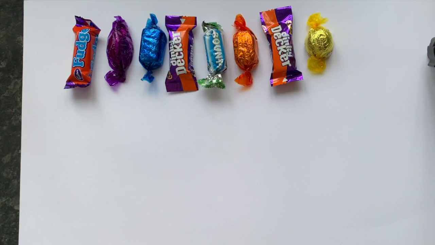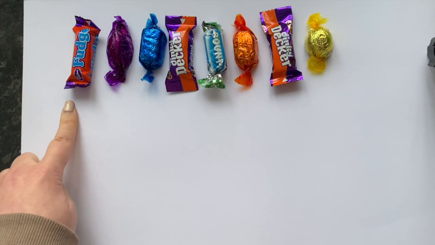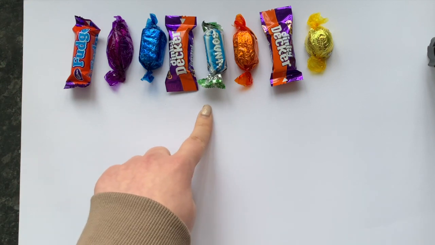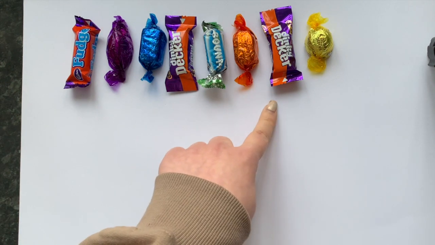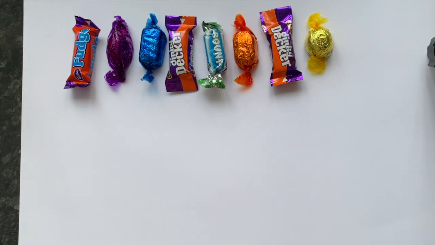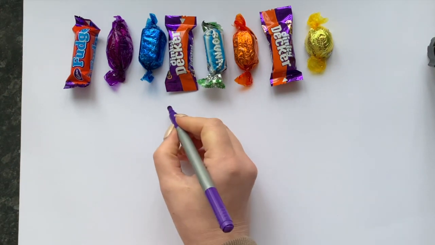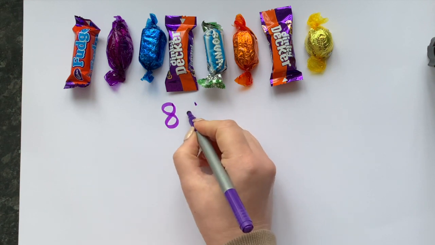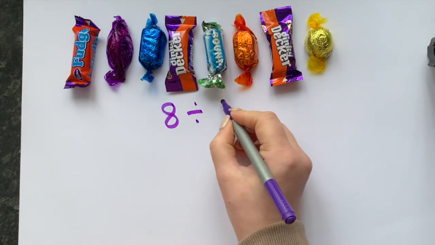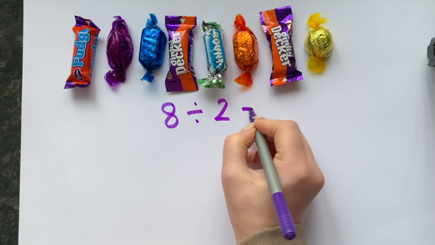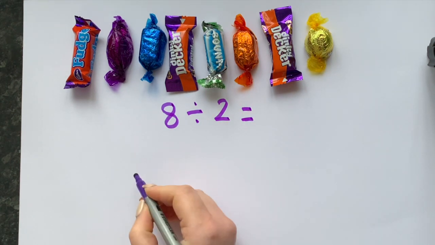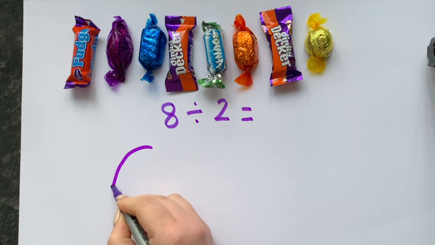Let me show you how. I've got 1, 2, 3, 4, 5, 6, 7, 8 chocolates left. I want to share them between 2 people. That's 8 divided by 2, because there are 8 chocolates altogether and I'm going to share them between 2 people.